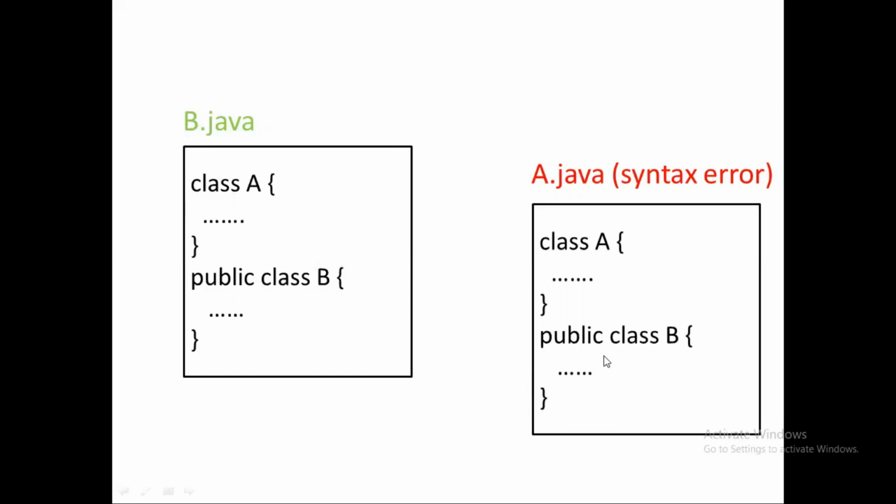And if you see the right side example, the file name is a.java and inside the file we have class B defined as a public class. So it is invalid. The file name must be the public class name. If you don't have any public class in a file, the file name could be anything. If you have a public class inside your file, the file name must be the public class name .java.